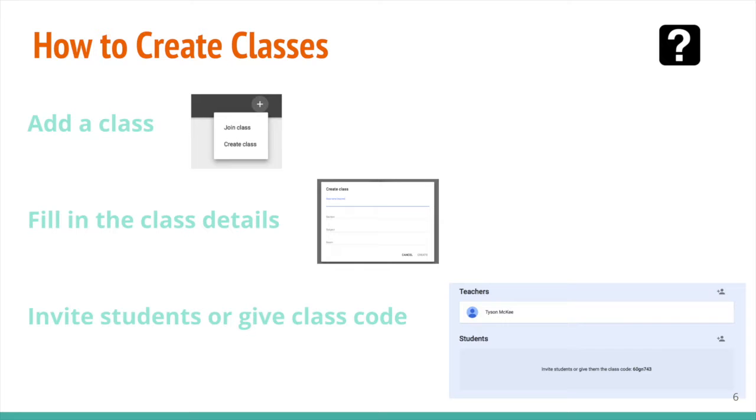Then begin by adding a class. Click the plus sign on the navigation bar and hit create class from the top down. Fill in the class details on the pop-up and hit create. Now click on People from the navigation bar to invite students or obtain the class code to join. Each class is customizable and you can make it look however you desire.